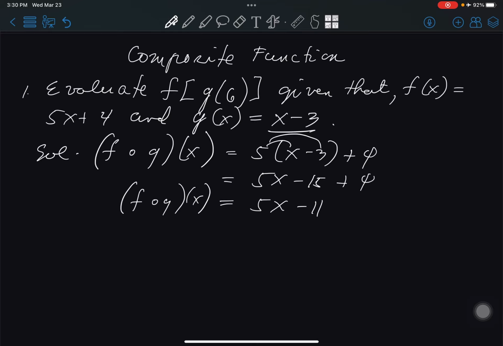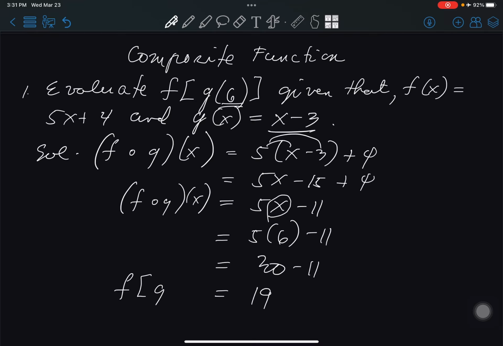Now, to find out the value of f of g of 6, we are going to replace your x by 6. So here, the value now would become 5 times 6 minus 11. So this is equal now to 30 minus 11. This is equal to 19. So the answer of f of g of 6 is equal to 19.